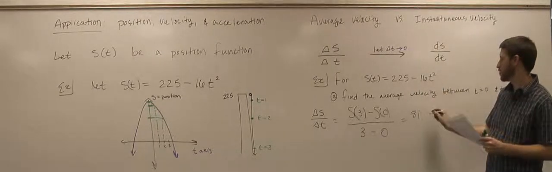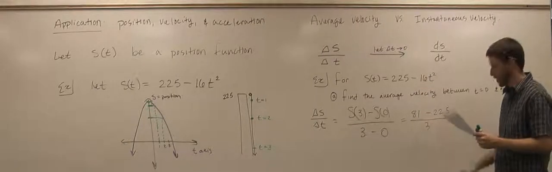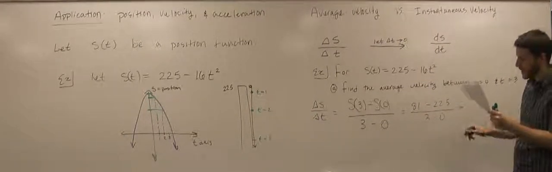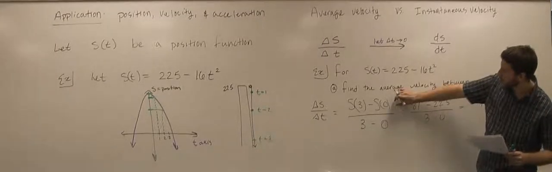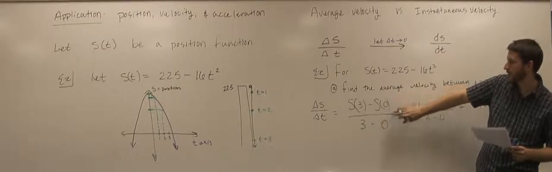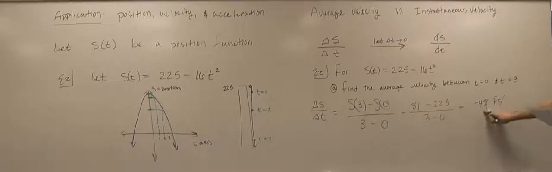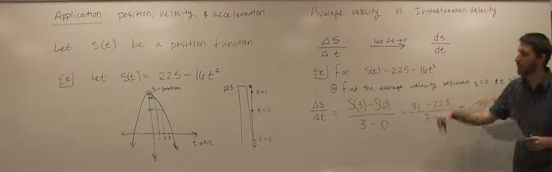S of 0 is 225, over 3. So altogether, when you divide this out, you get negative 48. And because you're doing a change in position, this is a change in distance, this is a foot measurement, this is a time measurement, this is telling you that on average your object is falling 48 feet per second. It's negative because you're going down.